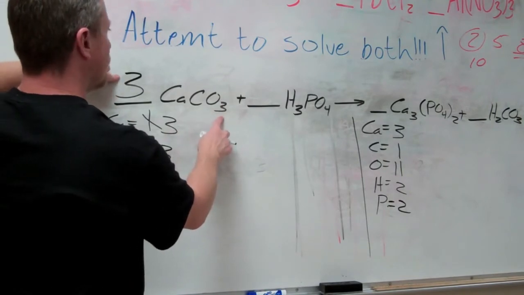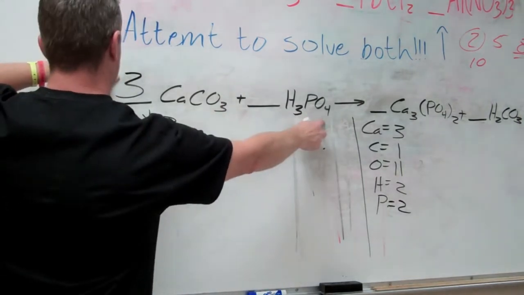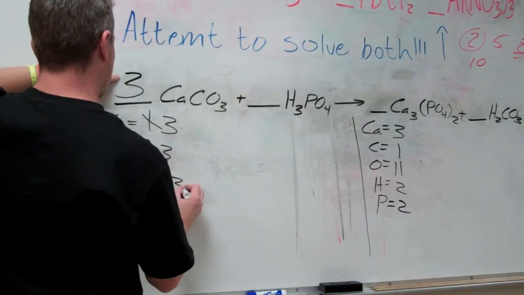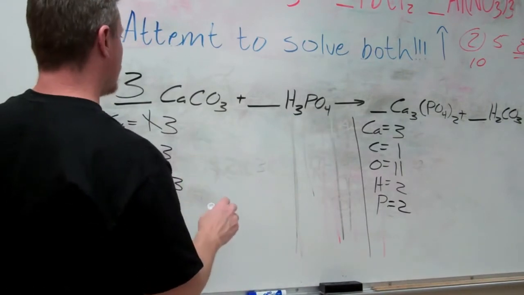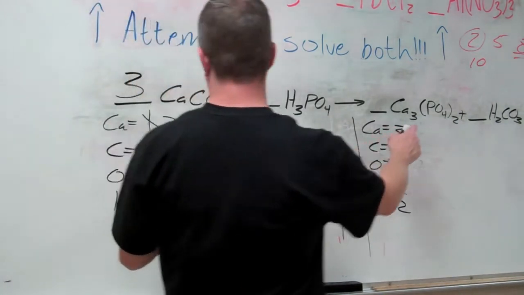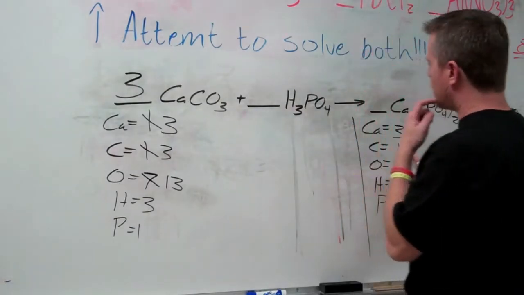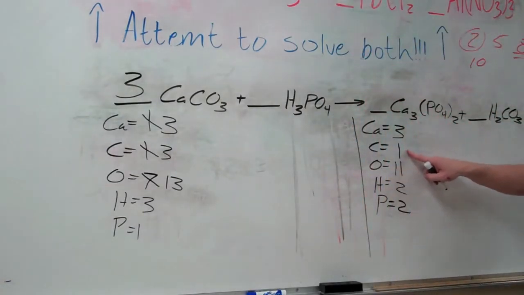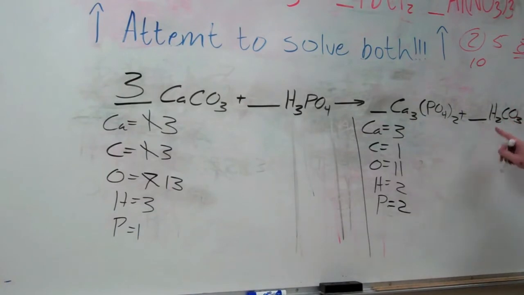Oxygens, 3 times 3 is 9, plus that 4 is 13. Nothing changed with hydrogen or phosphorus. Now over here, I got my 3s lined up. Carbons no longer match, so let's try to mess with them. Carbon there is a 3. Let's try to get it to match.